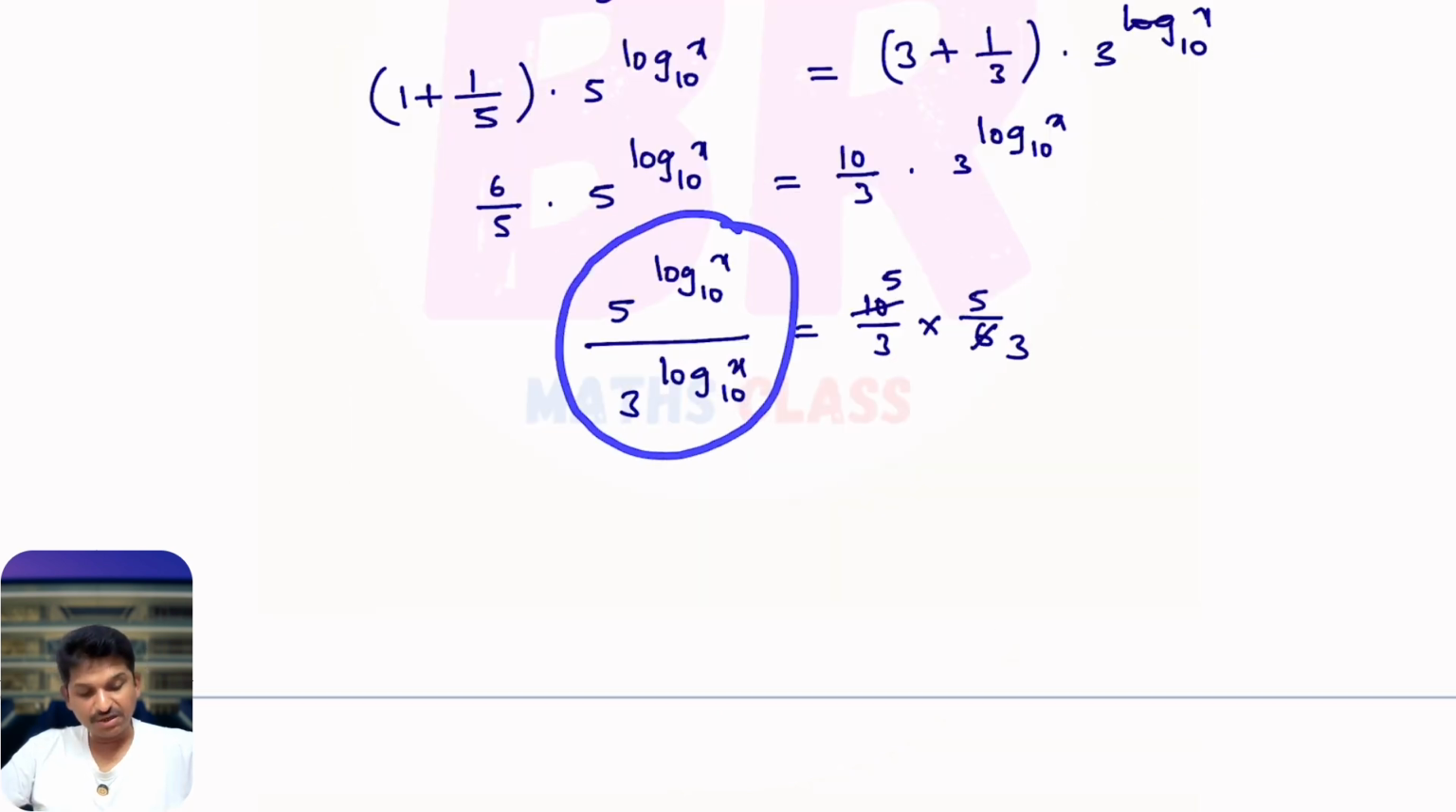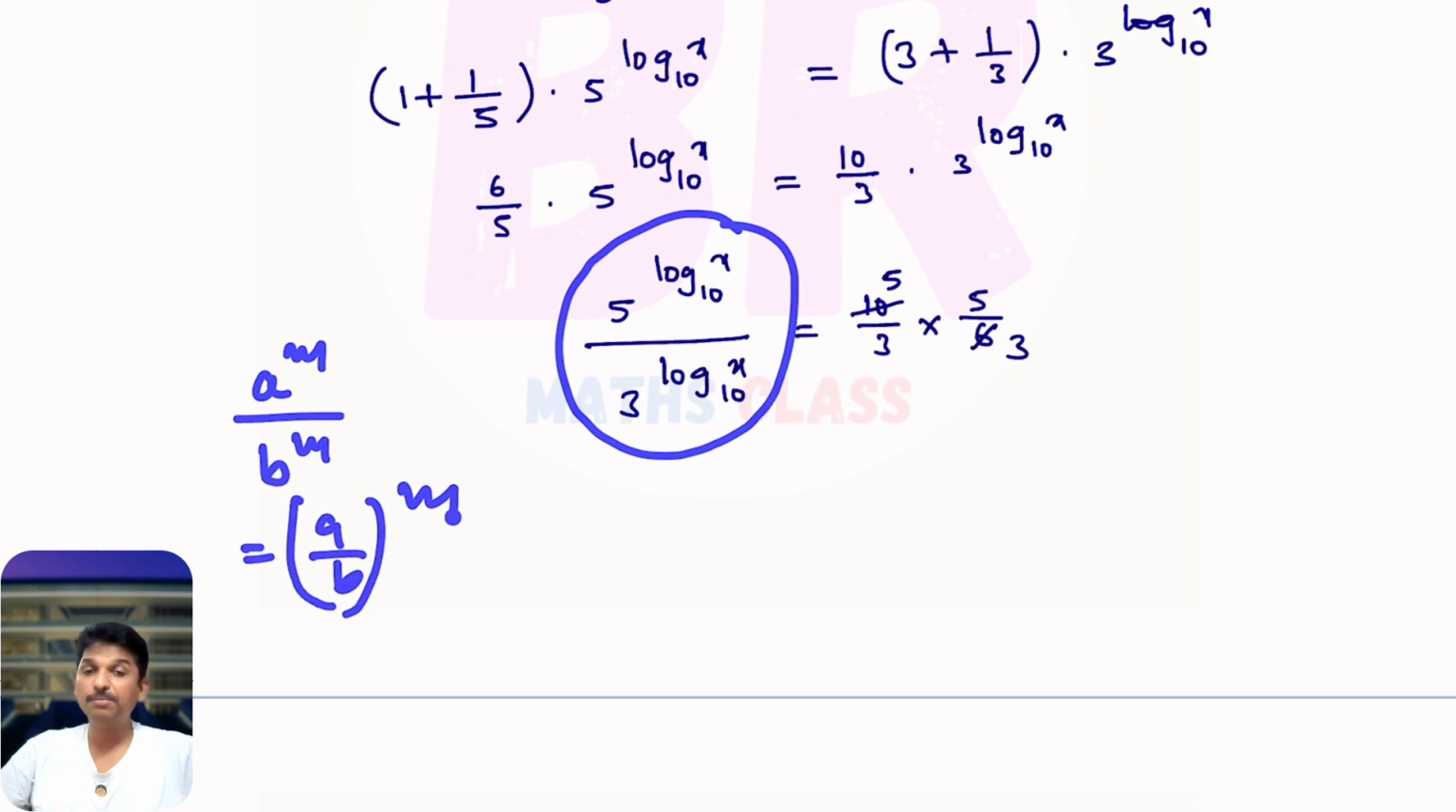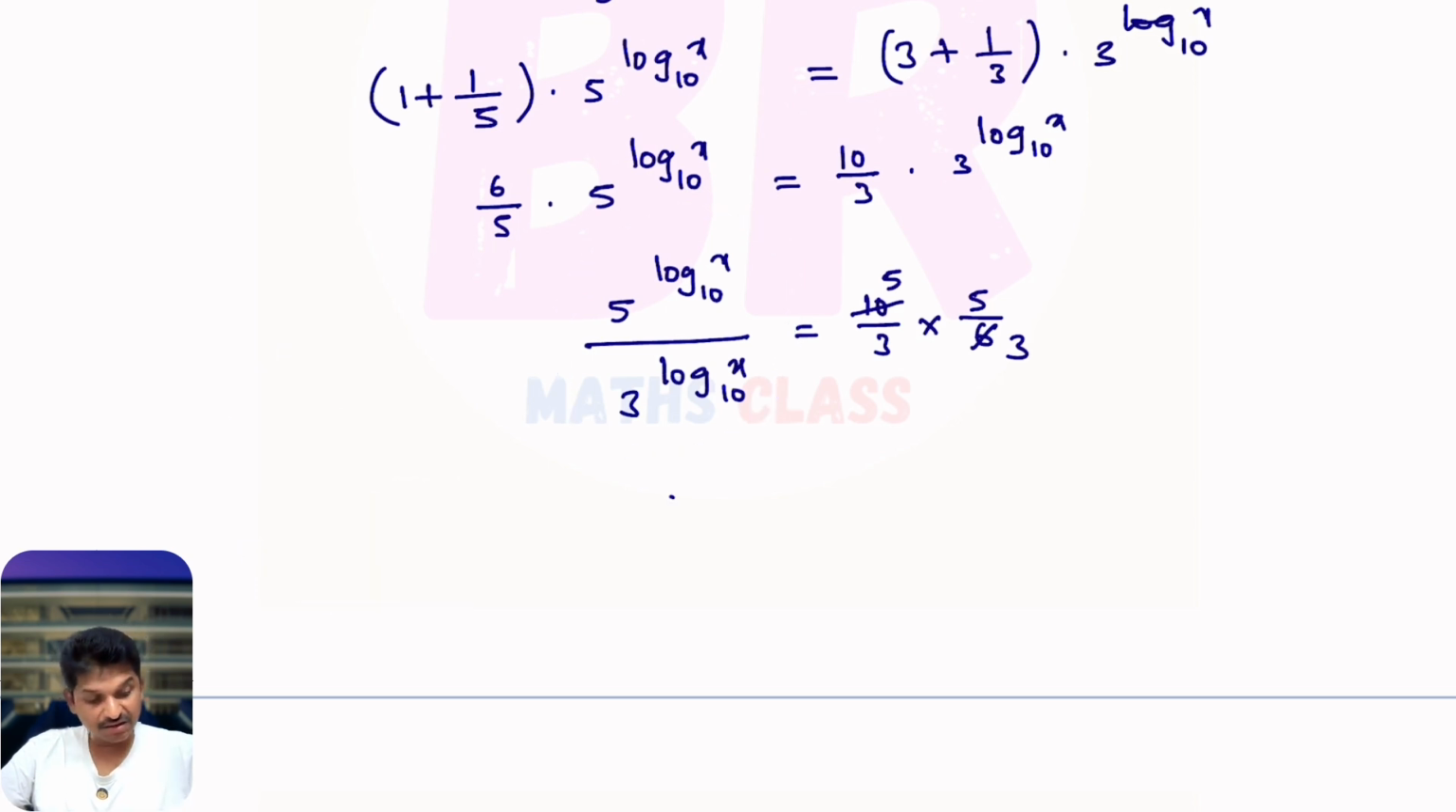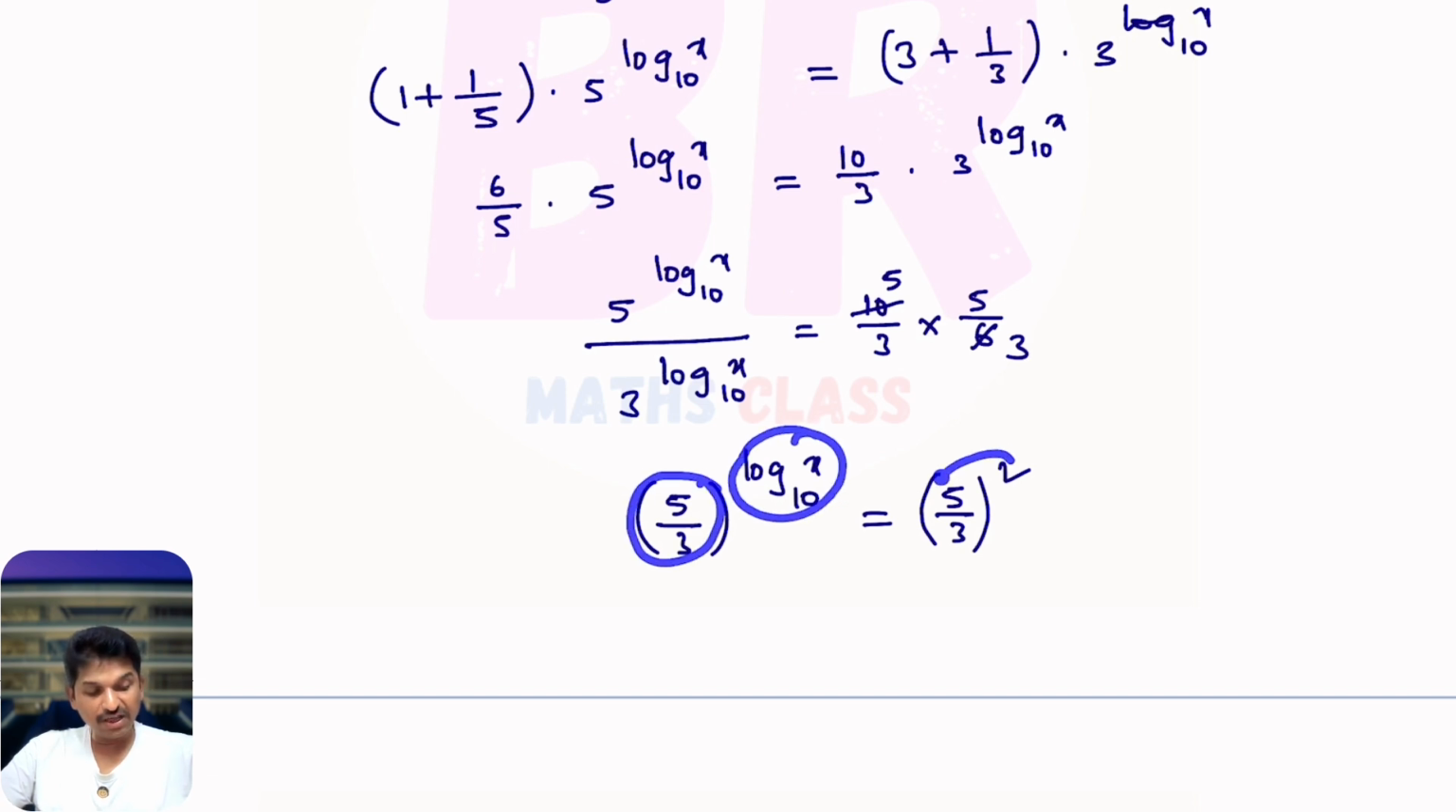You check this part. This is like a power m divided by b power m. This can be written as a by b whole power m. We can write like this, right? So this can be written as 5 by 3 whole power log x base 10 equal to, this is 5 by 3 whole square. Now use the concept of logarithm. This is like a power x equal to b. A power x equal to b, then x is log b base a.